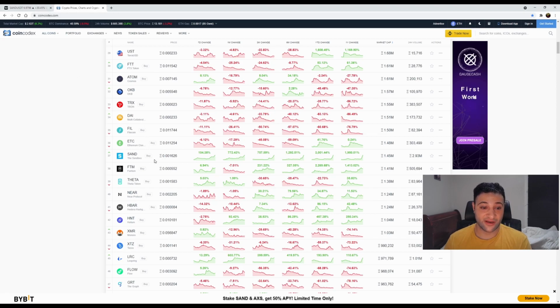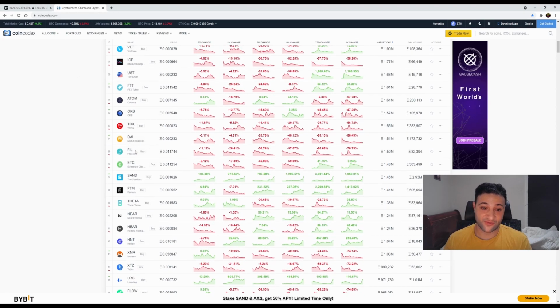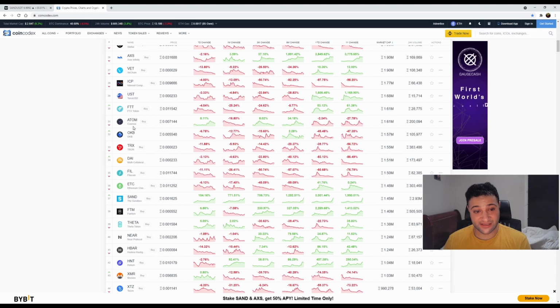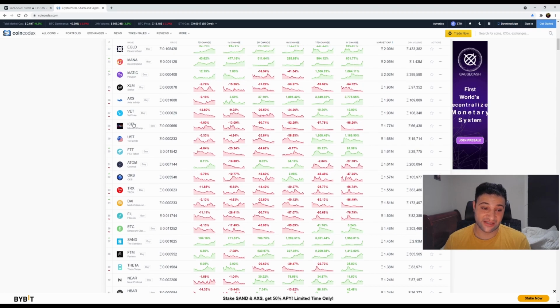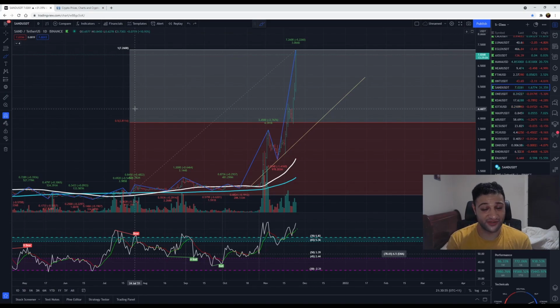And look at it, it's passed Phantom, it's going to go for Filecoin soon. I could see it passing Atom and FTT and ICP. So I can see this being in the top 25 and you'd be getting some pretty good profits by then too.